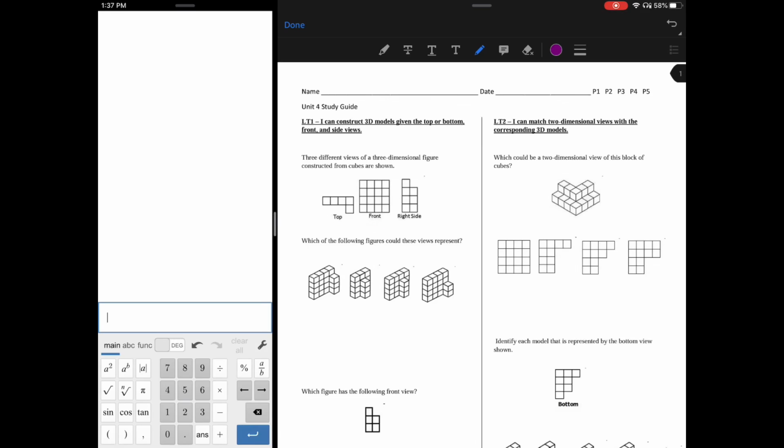What I like to do is go one at a time and see which of my figures, my answer choices, match up with that top view. So in my top view, I have 4 in the first column, so I'm going to look at the top views of all of these answer choices and make sure that I have 4 in the first column. So that one has 4, that's good. This one only has 3, so I know right away that that's not the right answer. This one has 4, and this one has 4.